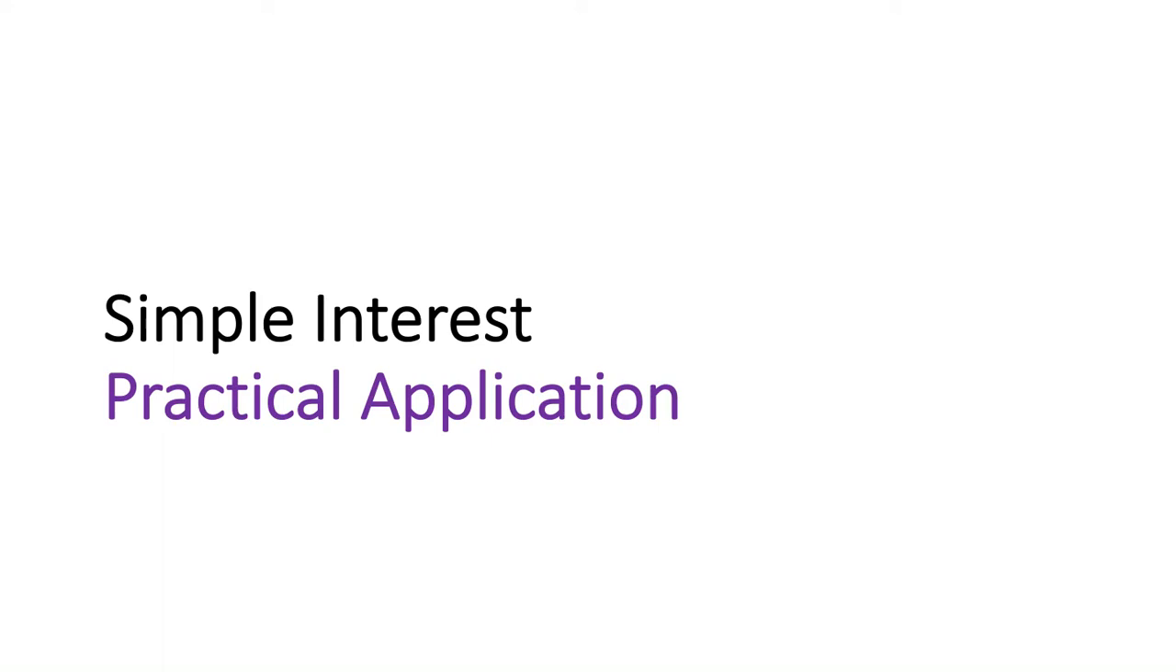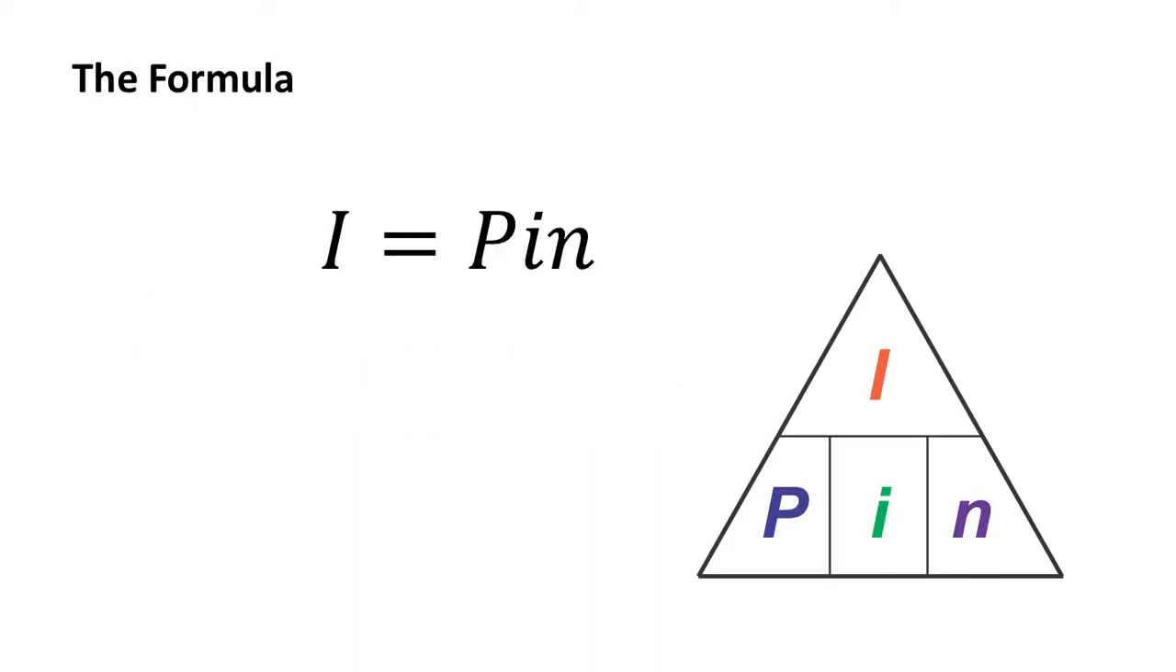This video is going to have a look at applying our simple interest calculations to a practical scenario. Before we have a look at the example, just remembering the formula that we use. I equals PRN. So the amount of interest is going to equal the principal times the interest rate times the number of years that it is invested. Also remembering that this information can be displayed in the triangle if we're needing to calculate the principal, the interest rate, or the number of years.